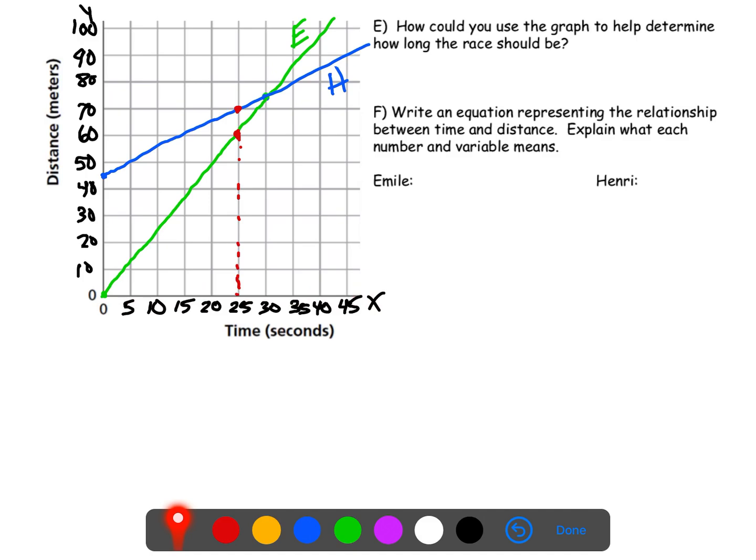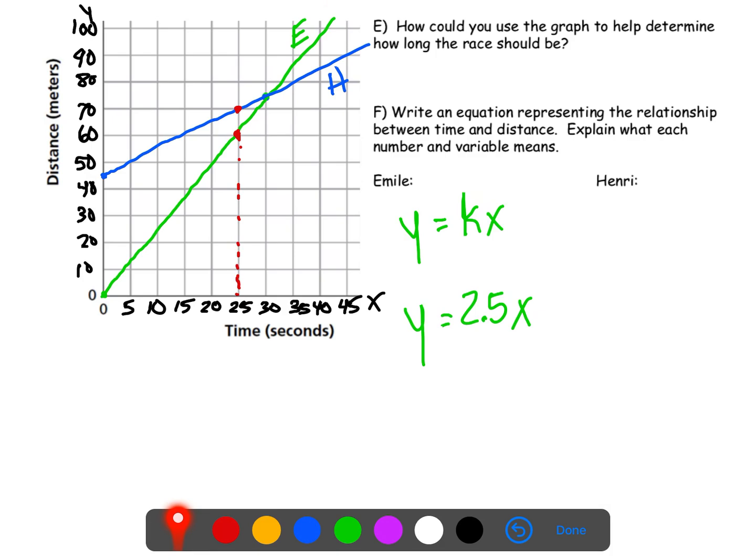So let's look at Emil first. Emil traveled 2.5 meters every second and started here at the origin. That's a proportional relationship, and let's do that in green. So we would get the y, the distance, by multiplying Emil's speed, his constant of proportionality, by x, and that would be the time in seconds. That should work for any of those points that we had in the table or here on the graph.